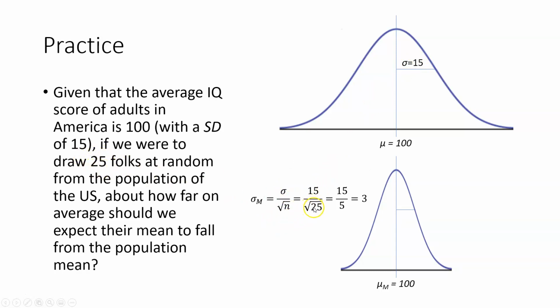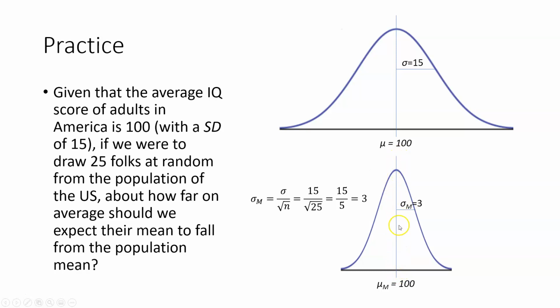We put that here. The square root of 25 is 5. 15 divided by 5 is 3. So the standard error of the mean is equal to 3. That is the distance that you can expect for any sample that we draw from the population to diverge from the actual mean of 100.